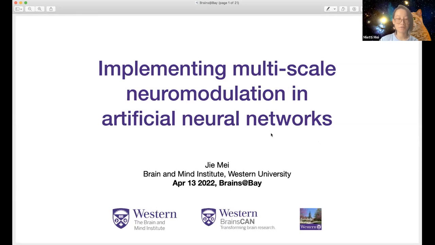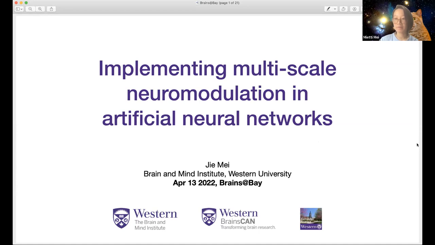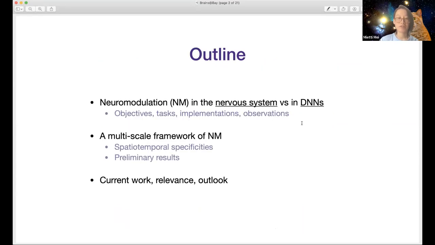And this study is sponsored by the Brain and Mind Institute, as well as the BrainScan Initiative and the Computer Science Department. So here we're gonna discuss how we can implement multi-scale neuromodulation in ANNs and the results of having such a multi-scale neuromodulation. Okay, so the first thing I wanna do is just a review of a couple of studies in this related field.